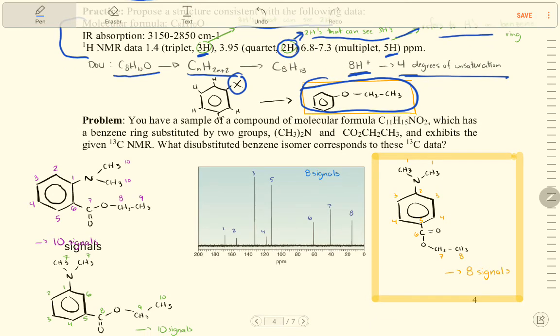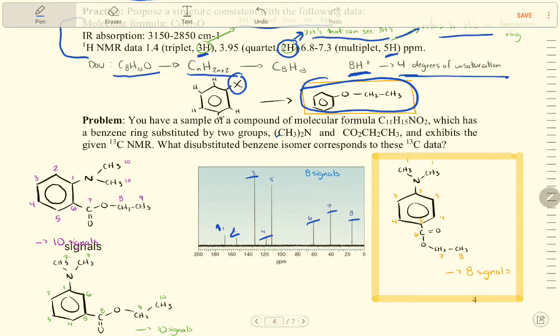You have a sample of a compound, molecular formula C11H15NO2, that has a benzene ring substituted with 2 groups, CH2N, CH2, CH2, CH3, and it exhibits the given 13C NMR. What di-substituted benzene isomers correspond to the C13 data? So you can see those signals 1, 2, 3, 4, 5, 6, 7, 8. Those are the ones. And remember, there are 10 signals.